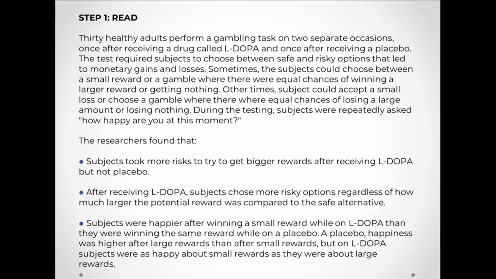Sometimes the subjects could choose between a small reward or a gamble where there were equal chances of winning a larger reward or getting nothing. At other times, subjects could accept a small loss or choose a gamble where there were equal chances of losing a large amount or losing nothing. During the testing, subjects were repeatedly asked, how happy are you at this moment?